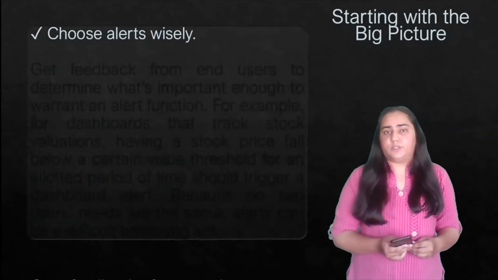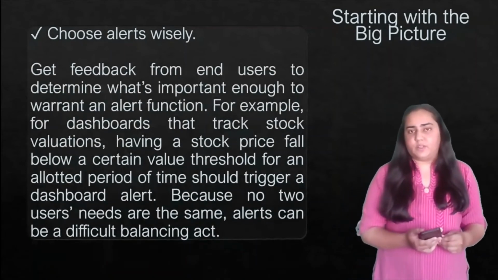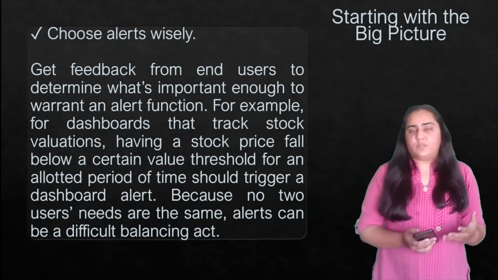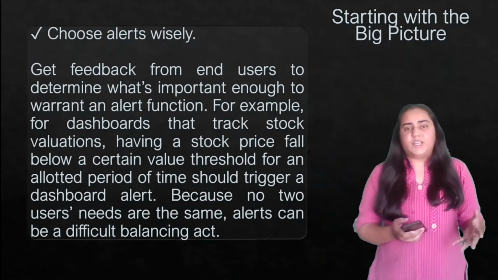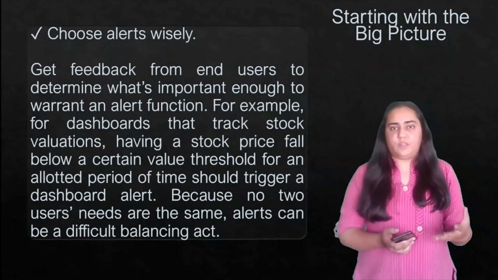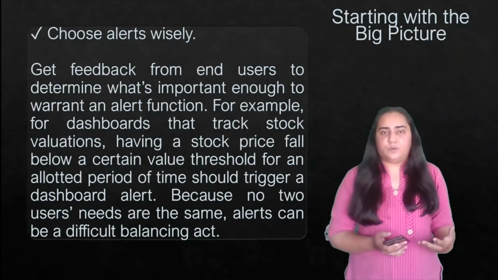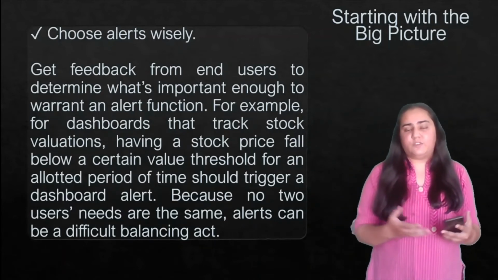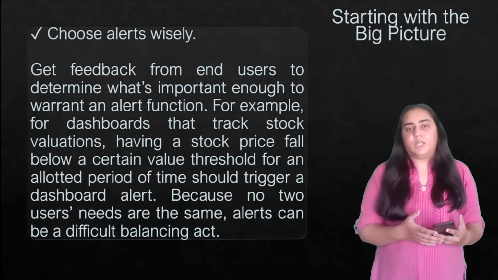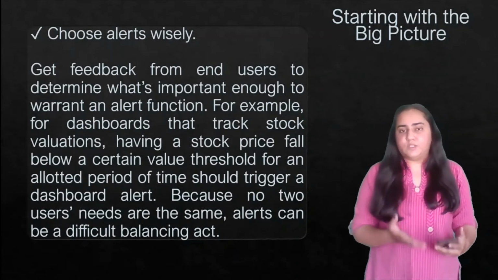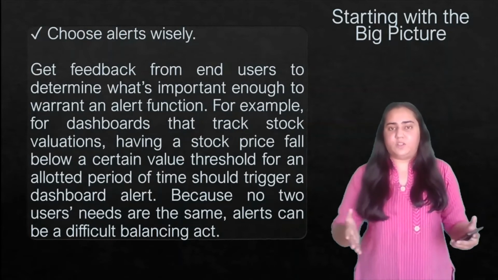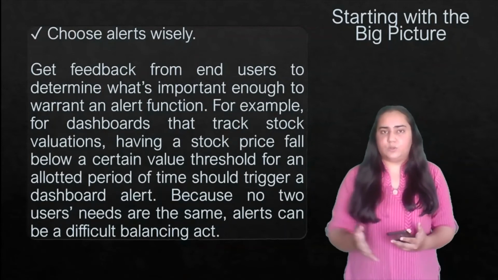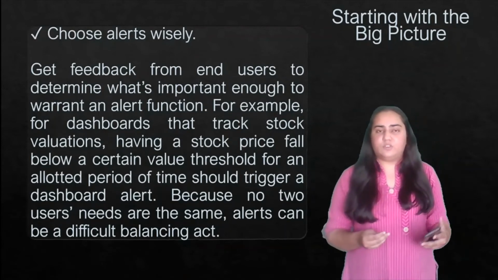Next is to choose alerts wisely. So most of the time, dashboards also provide alerts and notifications, but it's important that you do not provide alerts unless it is necessary. So for example, if you have a dashboard that is tracking stock valuations, then if a stock price falls below a certain threshold for some allotted period of time, there should be an alert because that is something you want your user to know. But it shouldn't be so often.